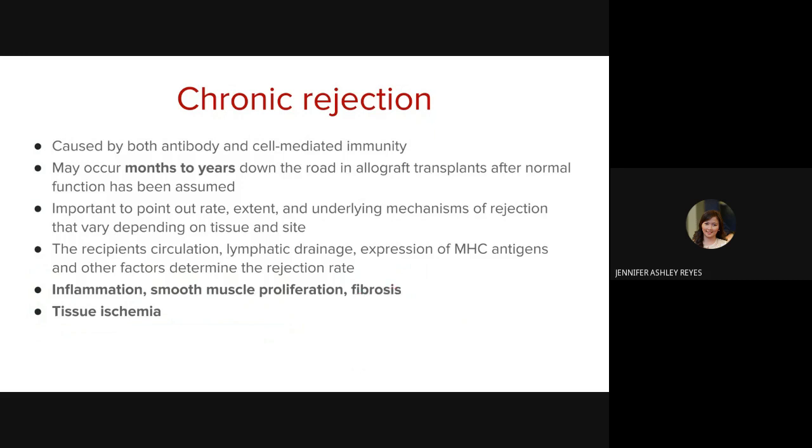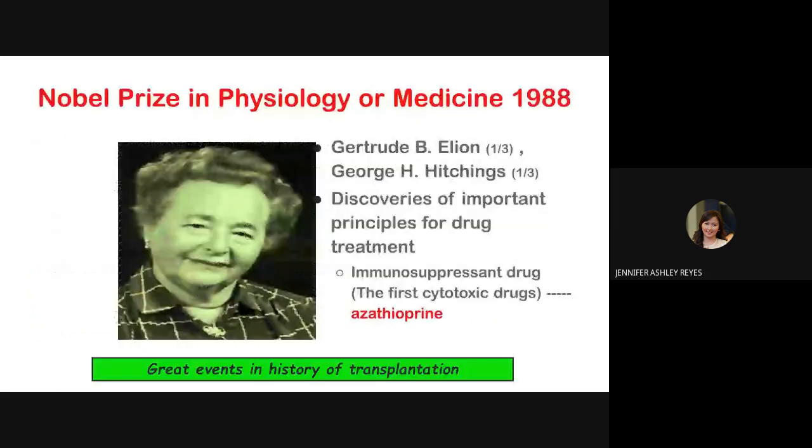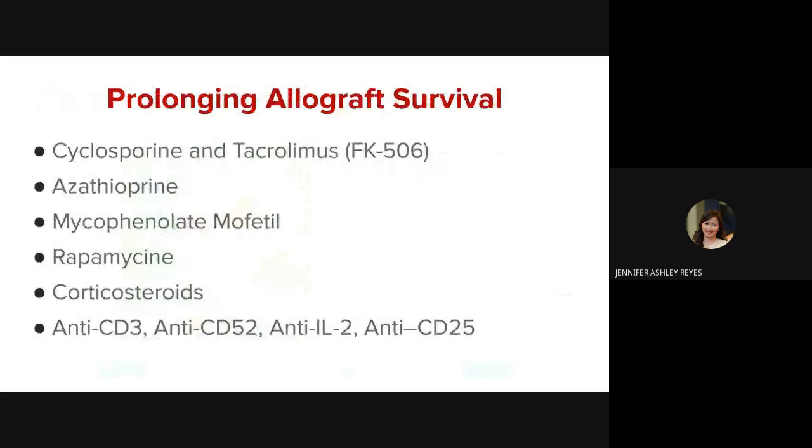So, may tissue ischemia. Another important scientist, Gertrude Elion, together with George Hitchings, discovered important principles of drug treatment for immunosuppression, which gave them the Nobel Prize in Physiology or Medicine in 1988. So these are just some of the drugs that we can use in order to prolong allograft survival.